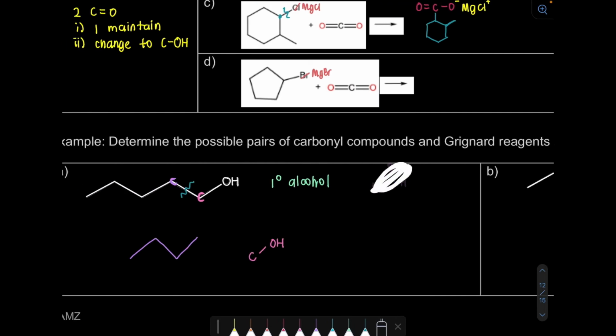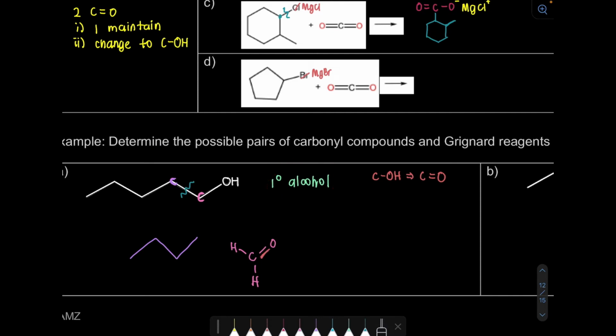Kalau for this type of question, kita akan buat terbalik pula. Kalau kita nampak COH tu, we're going to change it to C double bond O. So here we have COH kan. So what we're going to do, we're going to change it to double bond O and akan bonded to 2 hydrogen. Sebab this is actually kalau dia expanded. So double bond O, OH akan jadi double bond O.